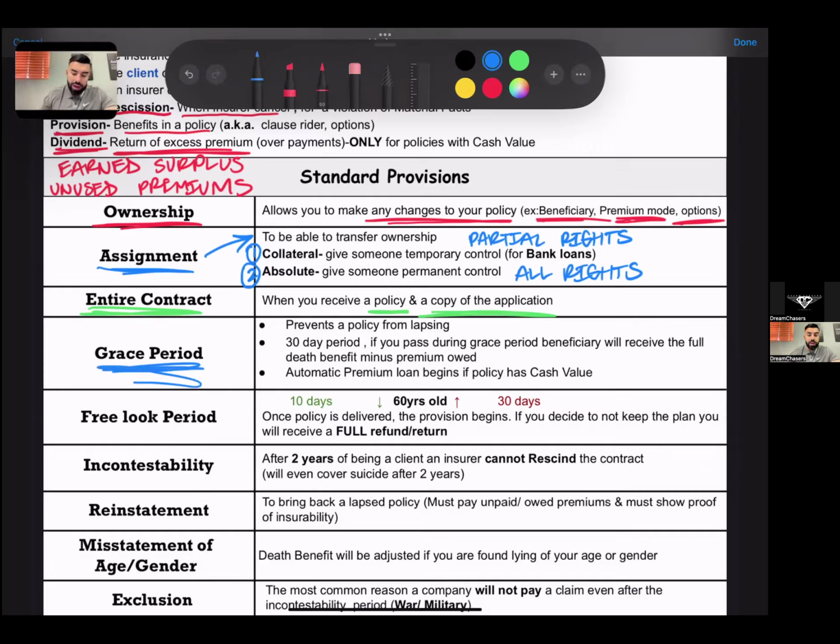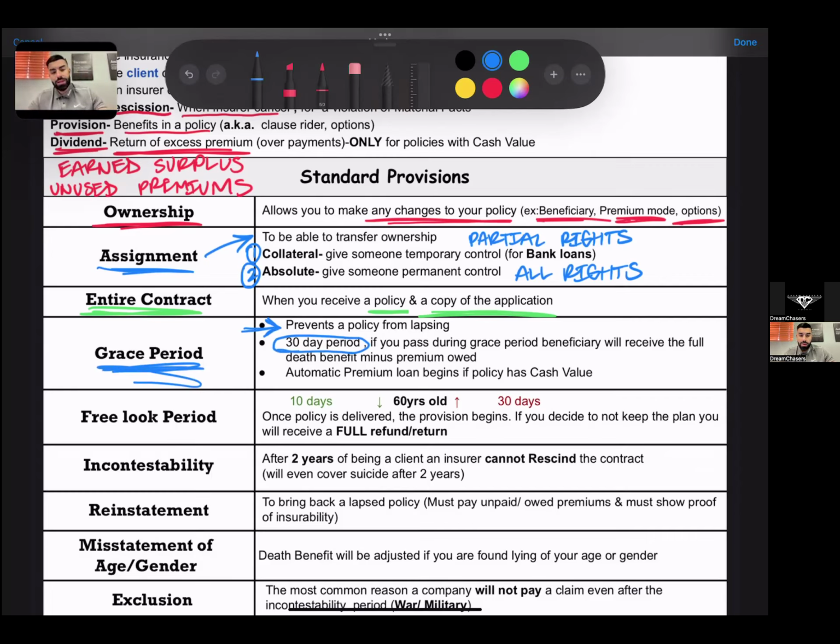So the grace period is the period of time that a company gives you to make a late payment without your policy lapsing. Okay. So the grace period is a time that will prevent the policy from lapsing. The grace period is 30 days that you have to make a late payment before the policy lapses.